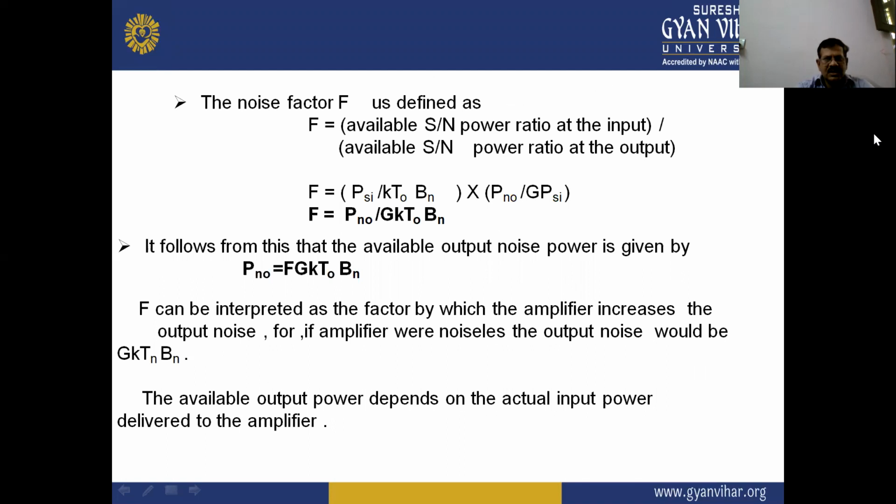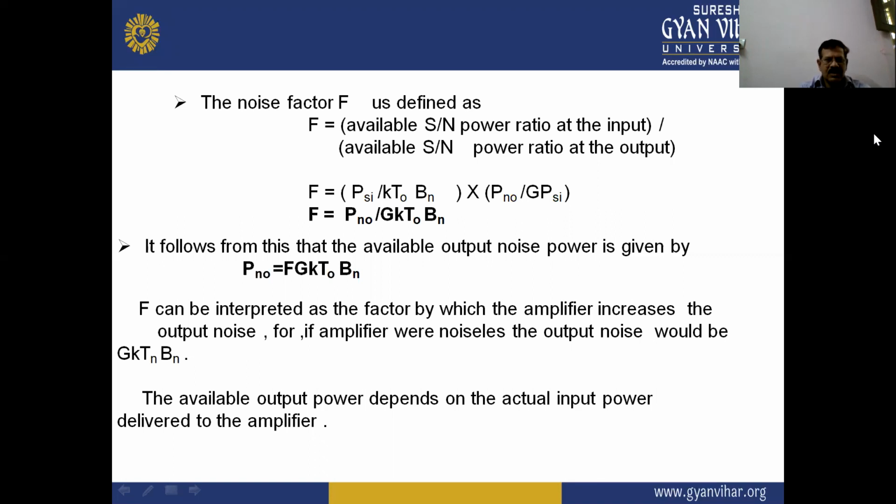So noise factor is defined as the available signal to noise power ratio at the input and signal to noise power ratio at the output. So the noise output power is given by Pno equal to F G k T0 Bn. So F can be interpreted as the factor by which the amplifier increases the output noise. If the amplifier were noiseless, the output noise would be G k T0 Bn.